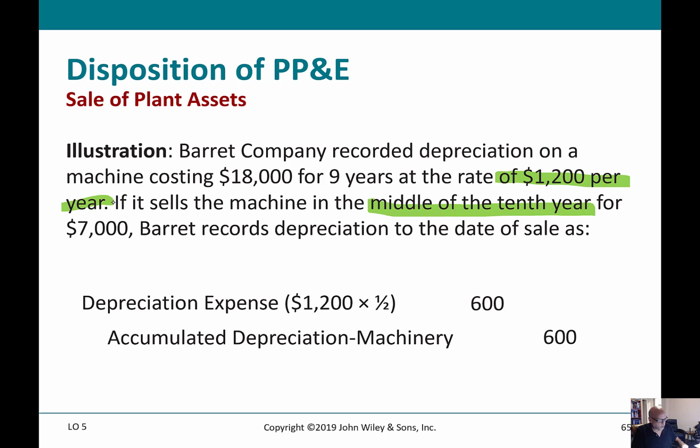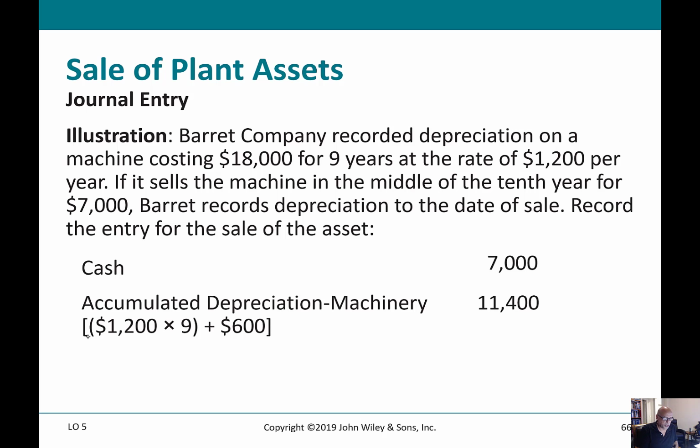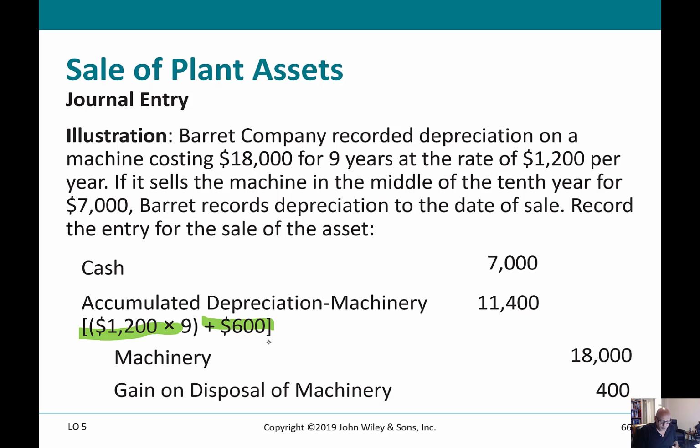So now we can make the journal entry for the disposal of that asset. We sold it for $7,000 cash. So what are we going to do? We're going to debit the cash for $7,000, obviously. Get rid of the accumulated depreciation: it's $1,200 per year for years 1 through 9, and $600 for the half of year 10. The machinery comes off at its original cost, and then the gain on disposal of the machinery is going to be the cash minus its book value. They've been nice enough to help us calculate that, but we're big boys and girls. We can do that ourselves.